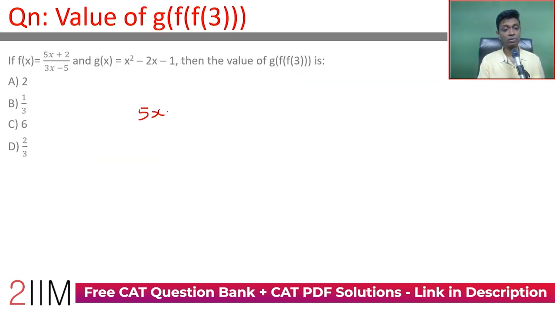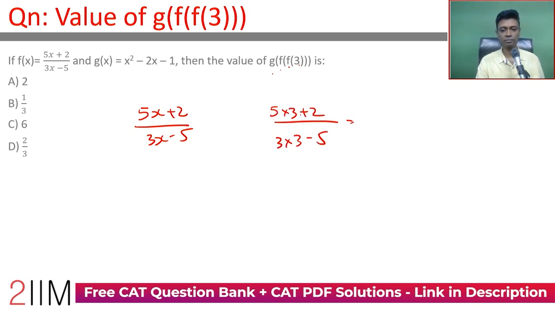f of x equals (5x plus 2) by (3x minus 5). g of x is x square minus 2x minus 1, which is (x minus 1) the whole square minus 1. Find g of f of 3. I'm going to find f of 3 first. 5 into 3 plus 2 by 3 into 3 minus 5. 15 plus 2, 17, by 9 minus 5, 4.